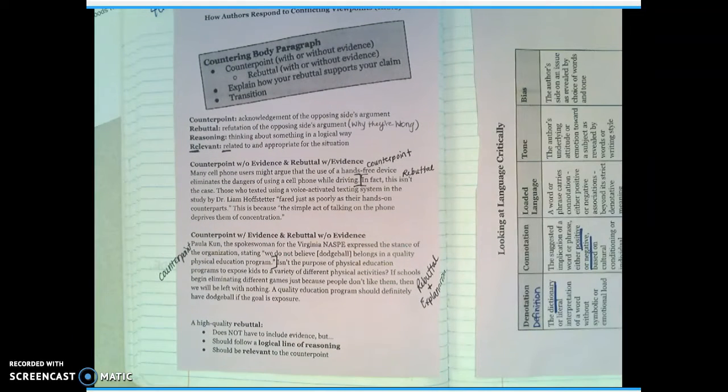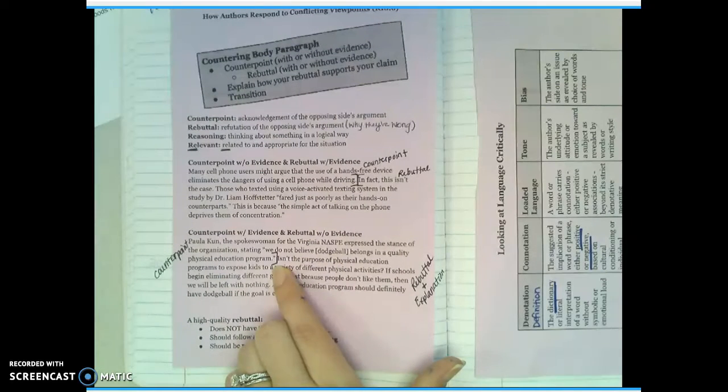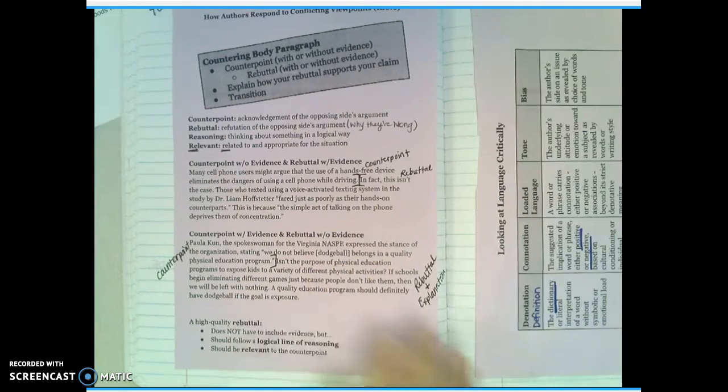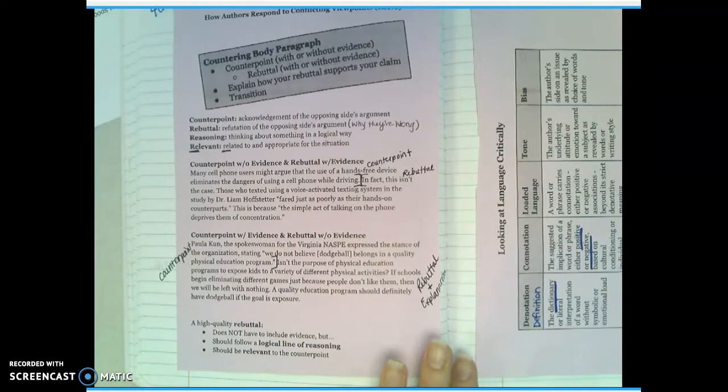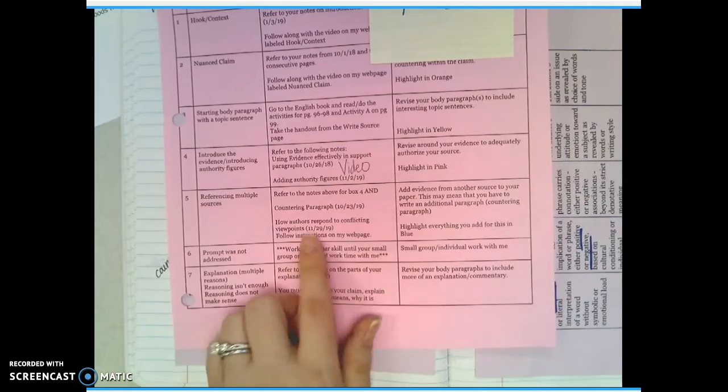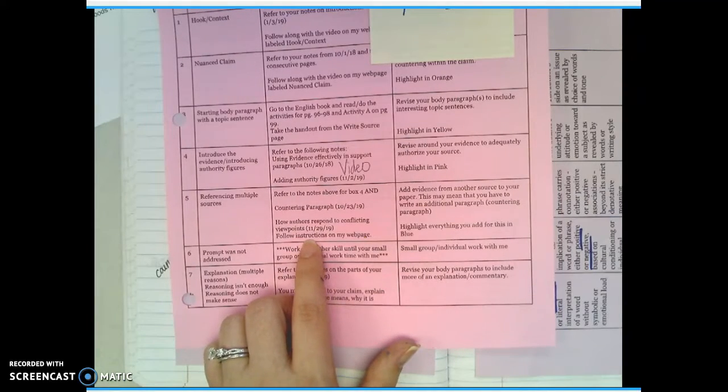So if you were relying too much on one of the organic food sources, then maybe this is how you incorporate the other position. You bring in what the other side says, and then you say why that's wrong. So those are ways that we can do countering paragraphs, and then that way you're referencing those multiple sources, you're responding to that conflicting viewpoint.